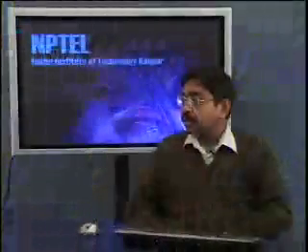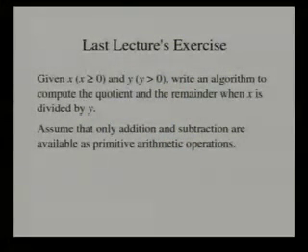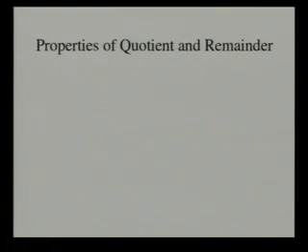But before we start with today's lecture, let me once again talk a little bit about last lecture's exercise. If you recall, last lecture's exercise was to compute the quotient and the remainder when x is divided by y, assuming that only addition and subtraction are available as primitive arithmetic operations. So how do we go about doing this? Well, we need to use the properties of the quotient and the remainder.